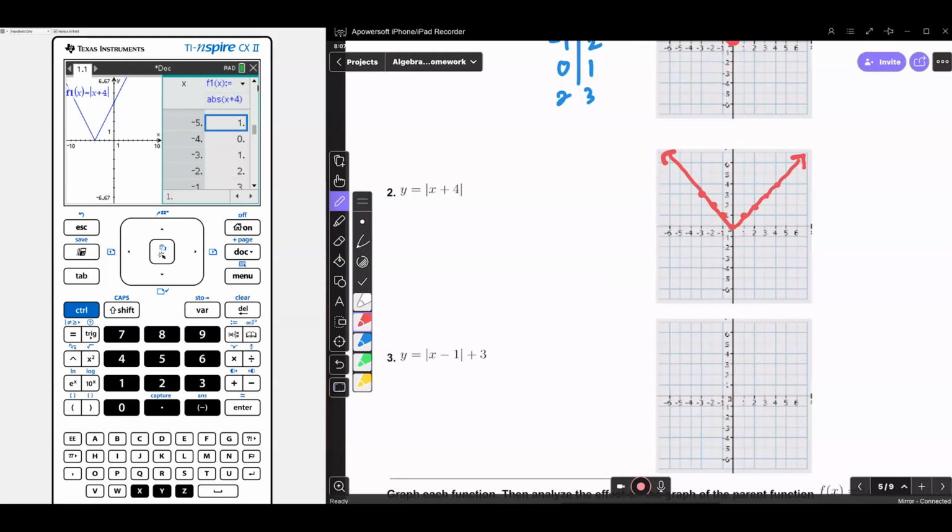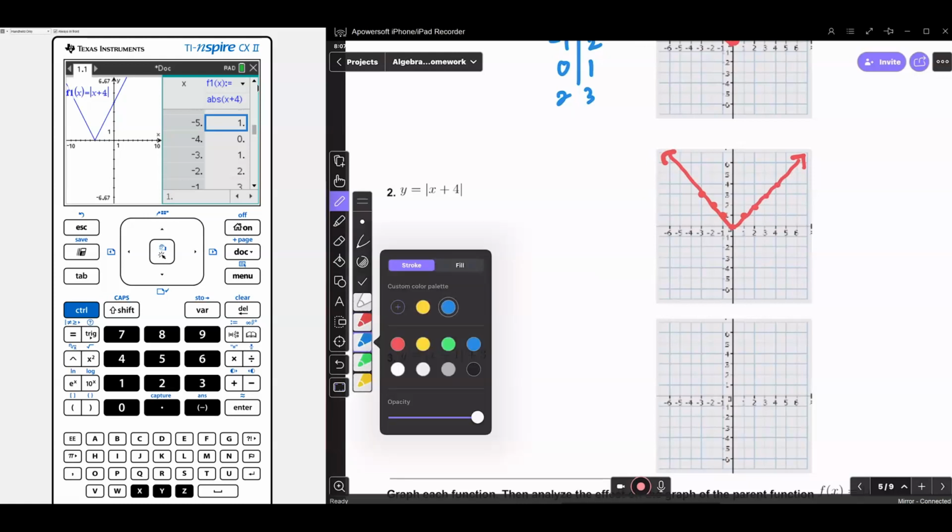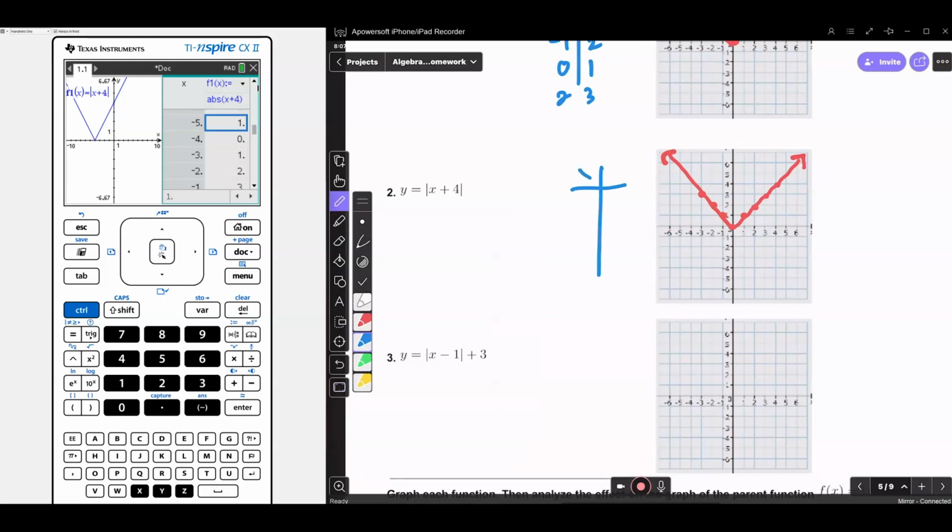So here's my table. I'm going to use a different color, blue. So we have x and y. So we have negative 5, 1, negative 4, 0, negative 3, 1, negative 2, 2. So let me graph that. Negative 5, 1, negative 4, 0, negative 3, 1, negative 2, 2. So here's my graph. And what happened to this graph? It shifted left.